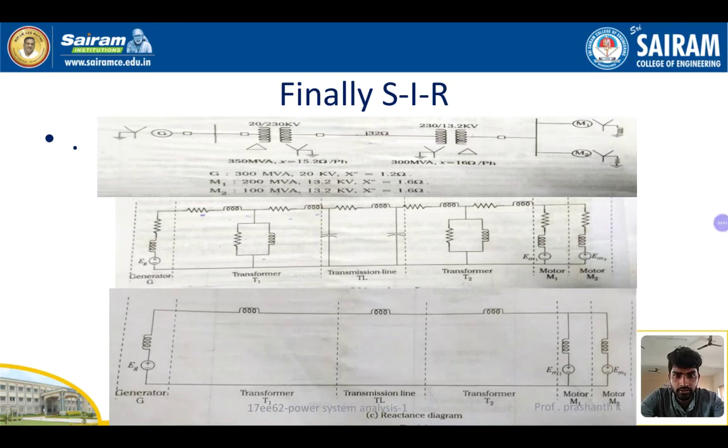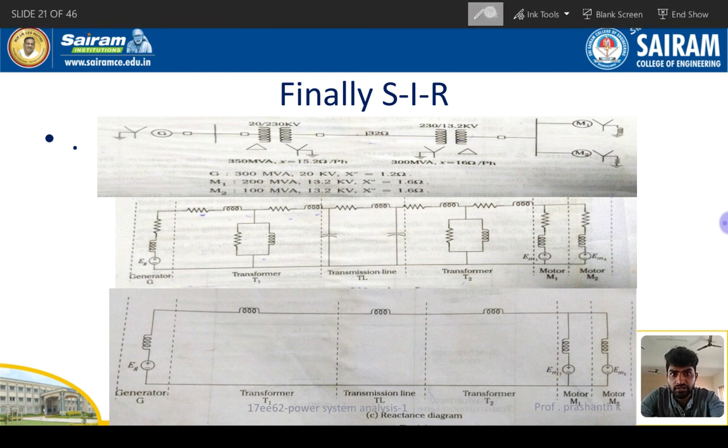Let us discuss the single line diagram, impedance diagram and reactance diagram in one slide. This one is a single line diagram. See here, power supply from the generating station to the output side. This one is the generator, then a step-up transformer, and again a step-down transformer. These are the ratings of particular components of the power system.